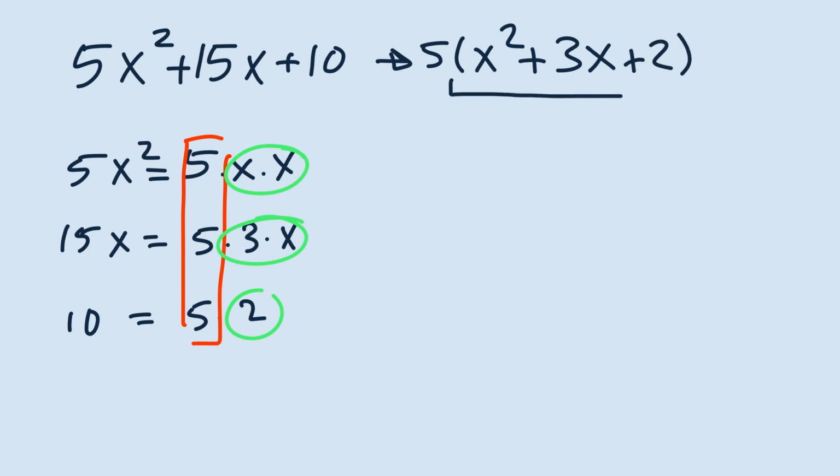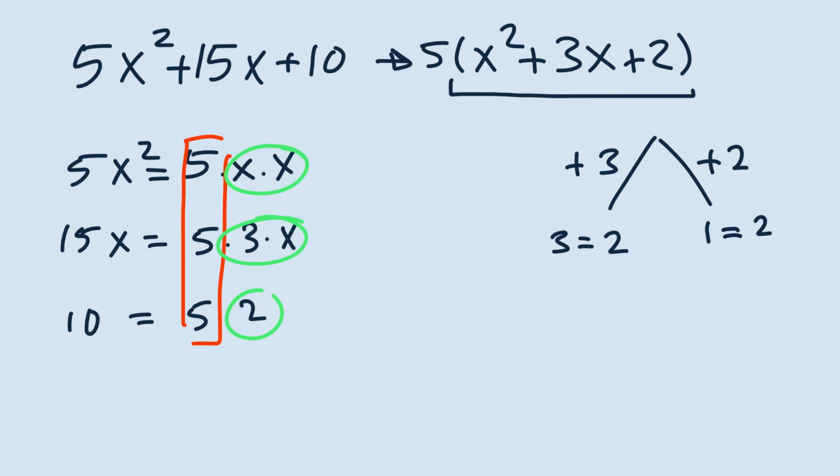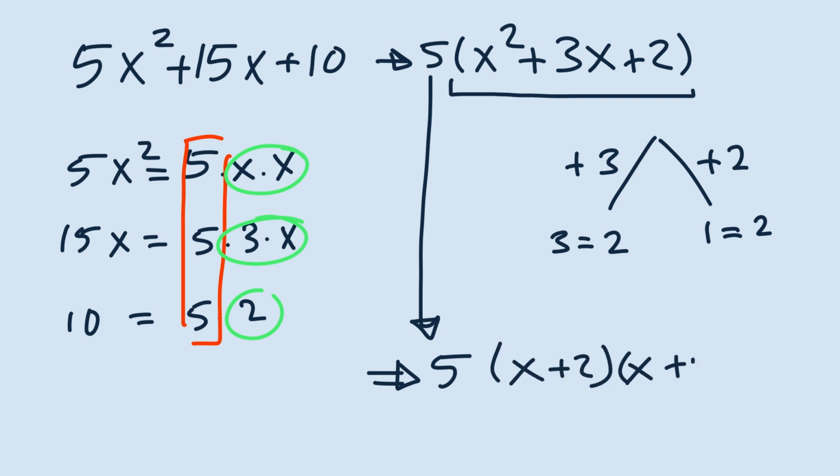Now if you notice here, we have a quadratic as well. So we can factor it. We have to find two numbers that multiply to give positive 2 and add up to positive 3. So let us start with 2 and 1. 2 times 1 is 2. 2 plus 1 is 3. So our final answer will be 5, which is this 5, times (x plus 2)(x plus 1). And this is the final answer.